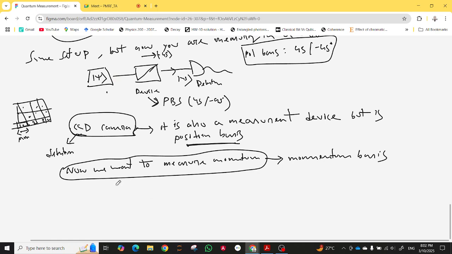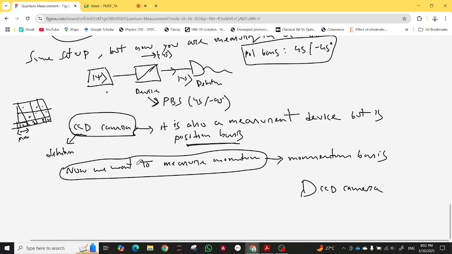Photoelectric, how will you do it? I don't know. You just use one CCD camera. You keep one CCD, okay? The same CCD camera as you use. You don't need to change many things, okay? The CCD measures position, understand, okay?